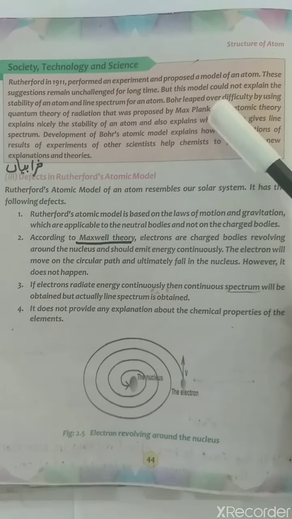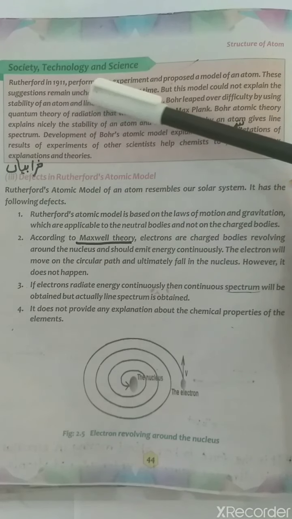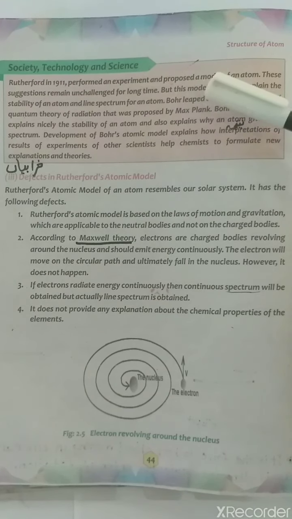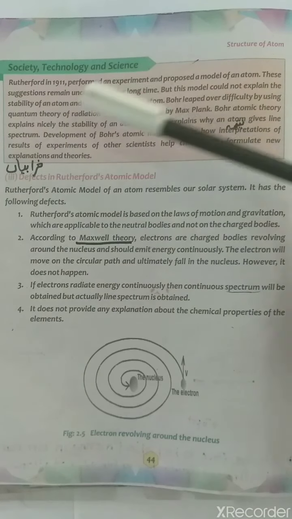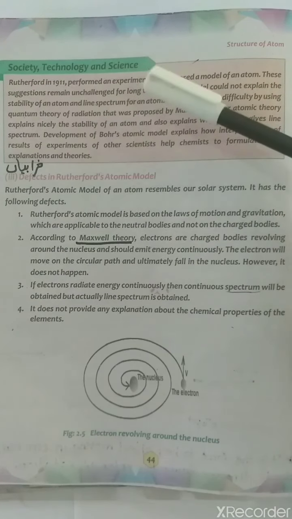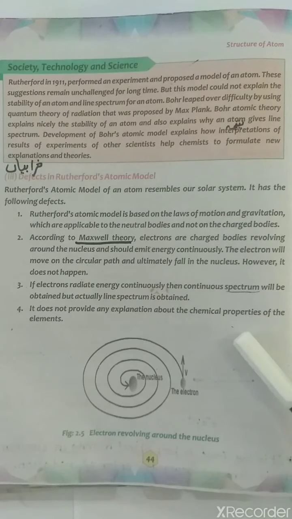Now here we have Society, Technology and Science. Let's read that. Rutherford in 1911 performed an experiment and proposed a model of an atom. These suggestions remained unchallenged for a long time. In 1911, when Rutherford performed these experiments and presented his model, many of the scientists were unable to challenge this model and his theory. But as time passed, there were many complications, as you can see, in Rutherford's atomic model.